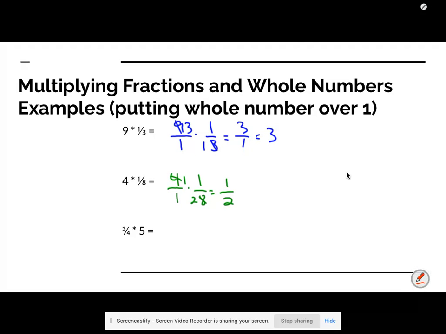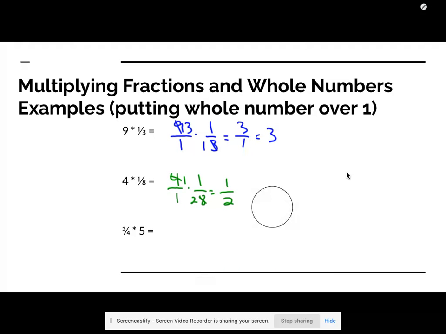And then switching it up and putting the fraction first, it doesn't change my problem. Keeps it the same. But now I need to multiply across because there's nothing that I can reduce. And I get 15 over 4. I could leave it as an improper fraction, but I want you to make them all mixed numbers. And so 4 goes into 15 3 times, which is 12 with 3 left over. So 3 3/4 would end up being my final answer.